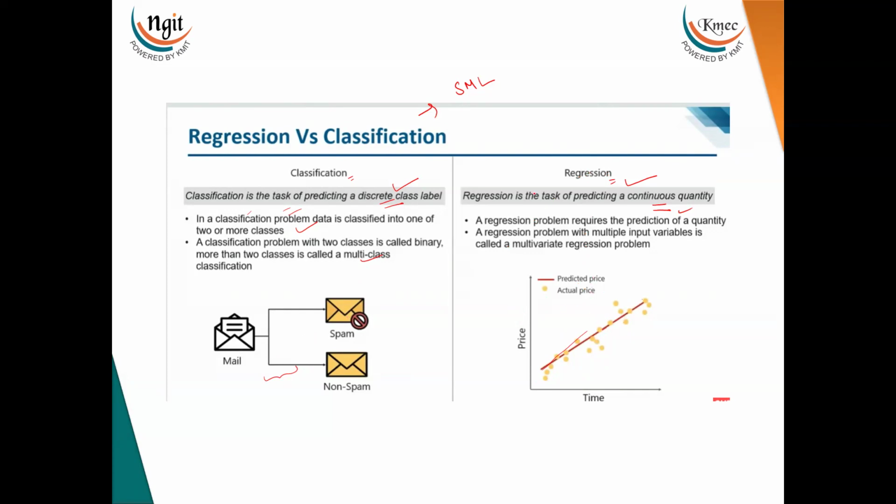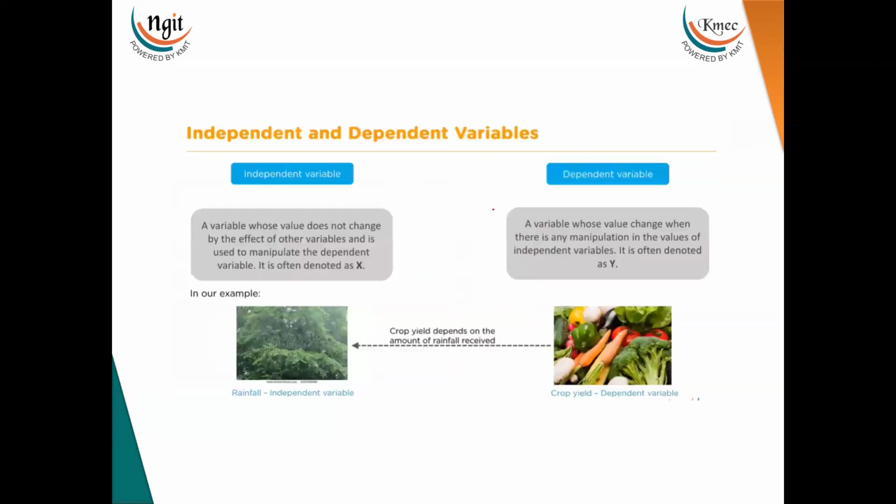So this is the main difference between regression and classification. Just remember, regression is a supervised machine learning technique which is used to predict a continuous variable, whereas classification is a supervised machine learning technique which is used for predicting a discrete value. That is the difference.